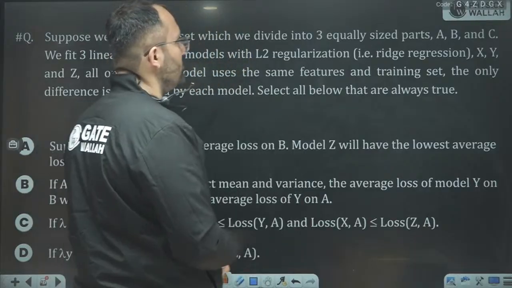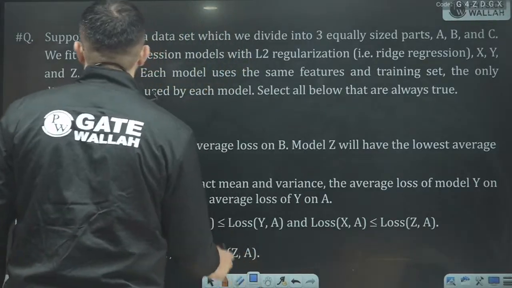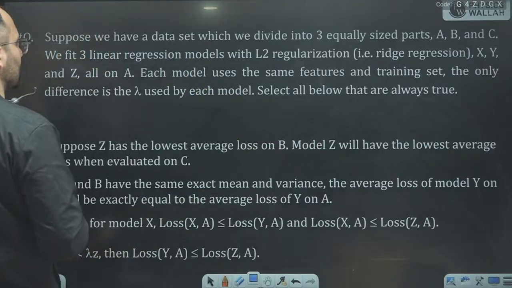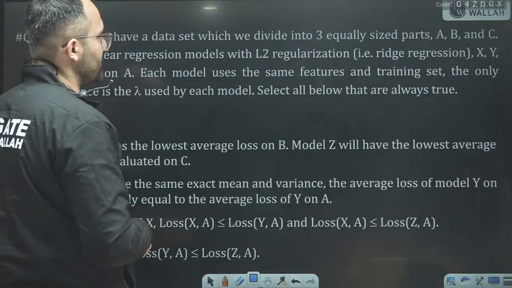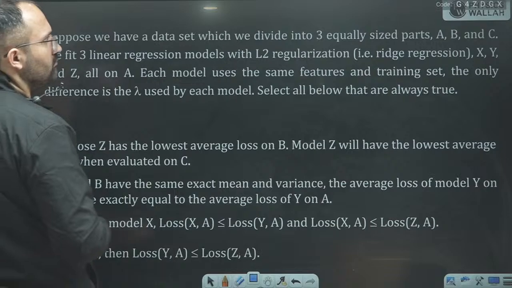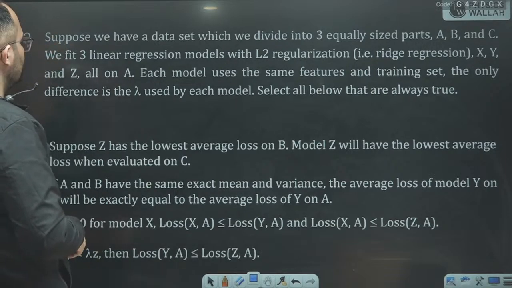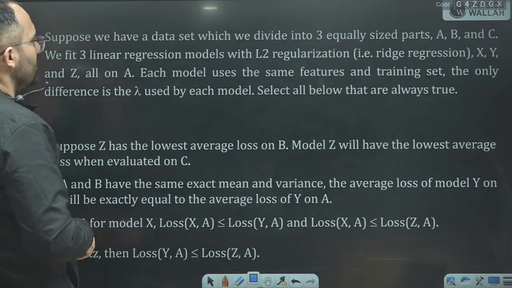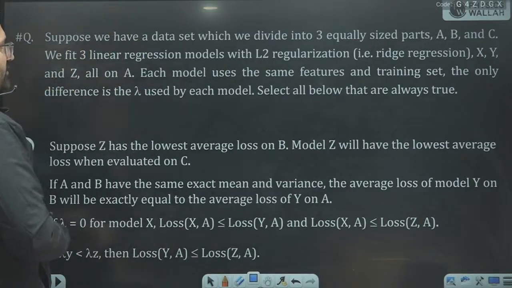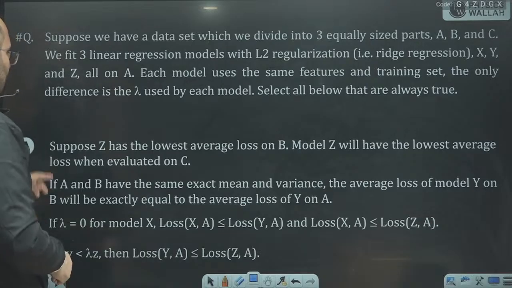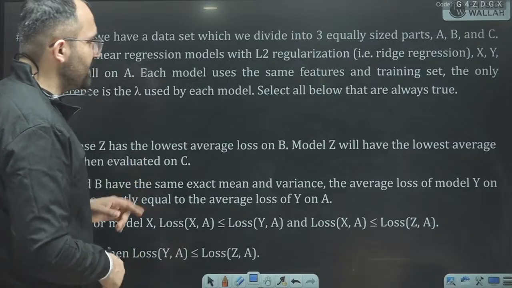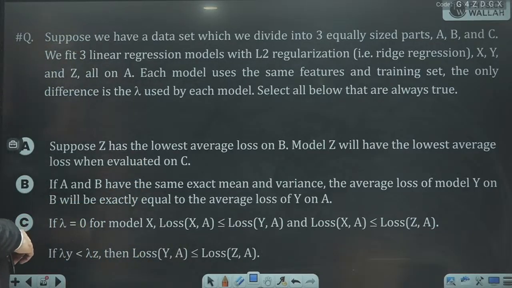Okay, so let's do this one also. Suppose we have a data set, we divide it into 3 equal sizes A, B and C. We fit 3 linear regression models with L2 regularization, X, Y and Z, on A. Each model uses the same features in the training set. The only difference is the lambda used by each model. Suppose Z has the lowest average loss on B, then model Z will have the lowest average loss when evaluated on C.